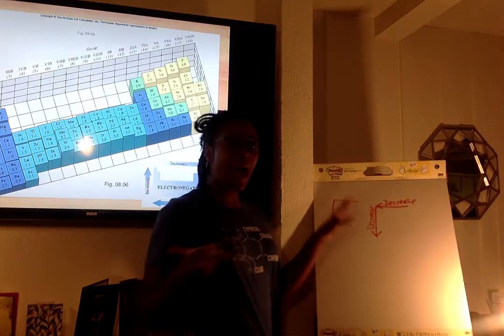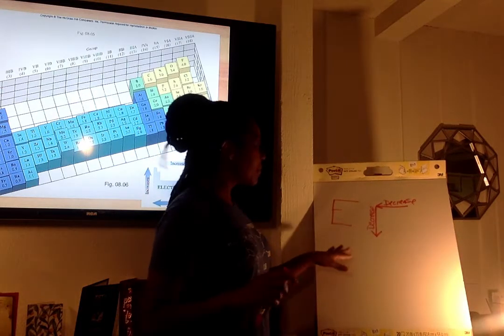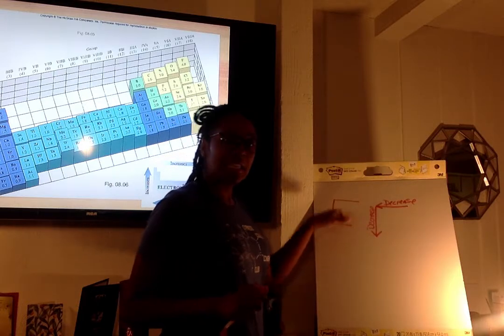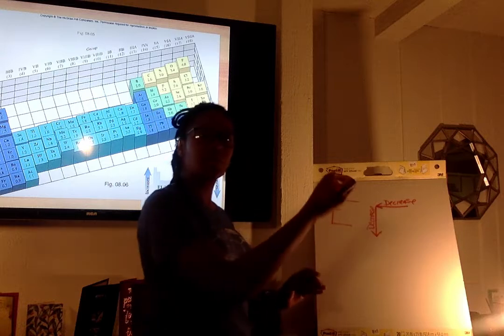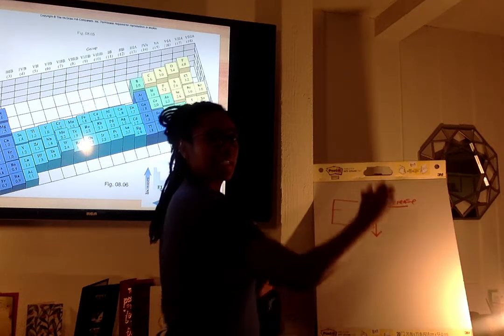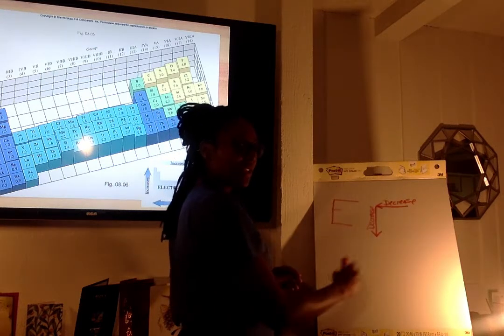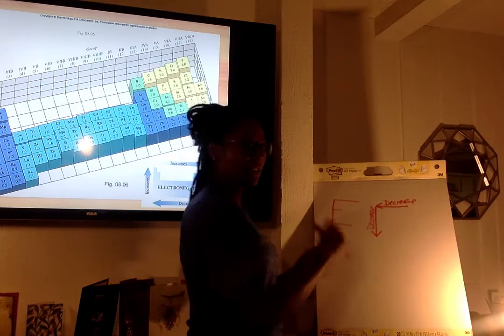I always like to remember it this way because electronegativity starts with an E, so it decreases. When you write that E, just think to yourself: decrease, decrease, decrease, decrease, decrease for electronegativity.